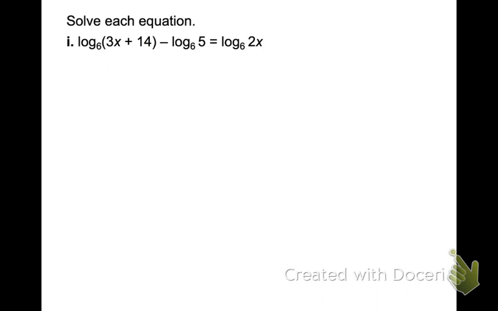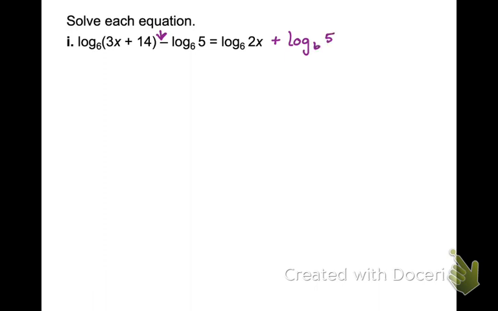So I have log base 6 of 3x plus 14 minus log base 6 of 5 equals log base 6 of 2x. Why do you want to subtract? Okay, so you can do two things. This means to divide, yes? But if I add it to the other side, I'm multiplying. When I divide by something and I solve it, I'm going to have to multiply anyway. So we're going to add log base 6 of 5 over to the other side.